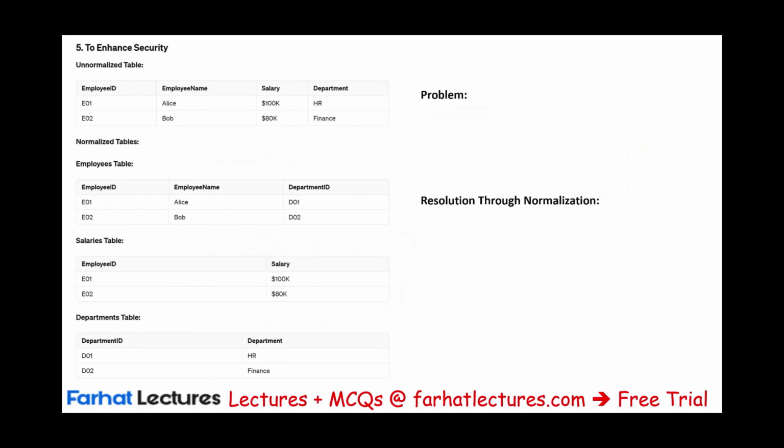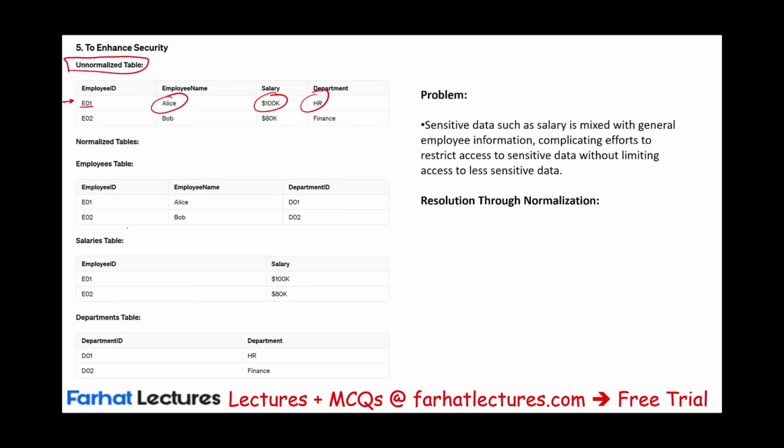The best way is to look at an example. Let's take a look at this example. We have employee, this is an unnormalized table: employee E01, Elise, salary 100,000, department HR. Now, what's the problem here? Sensitive data such as salary is mixed with general employee information, complicating efforts to restrict access to sensitive data without limiting access to less sensitive data.